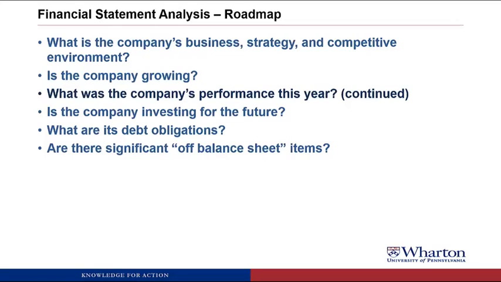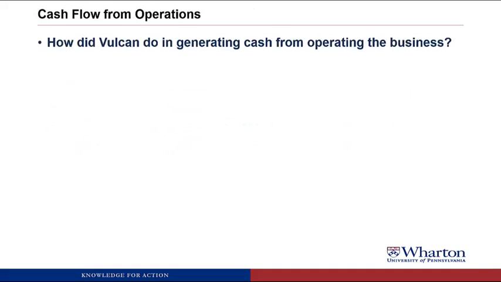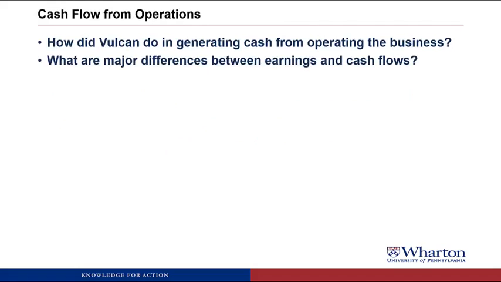So if we look at our financial statement analysis roadmap, we are in the middle of answering the question, what was the company's performance this year? And we're moving on to look at how did Vulcan do in generating cash from operating the business, so their cash from operations. One of the things we're going to look for are what are the major differences between earnings and cash flows, because as we're going to see, they're quite a bit different. What are the interpretations for these differences?